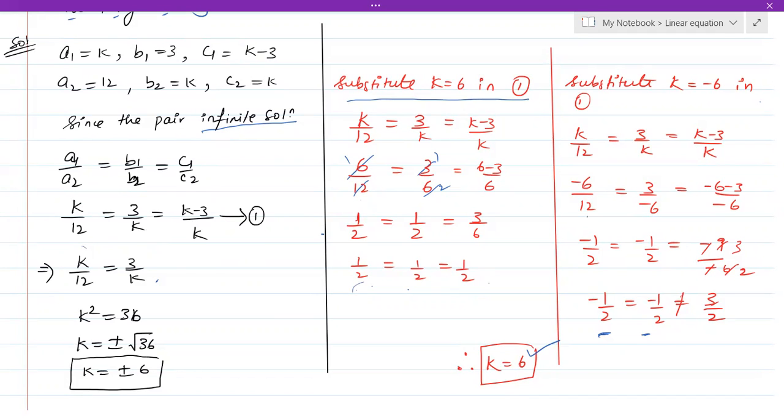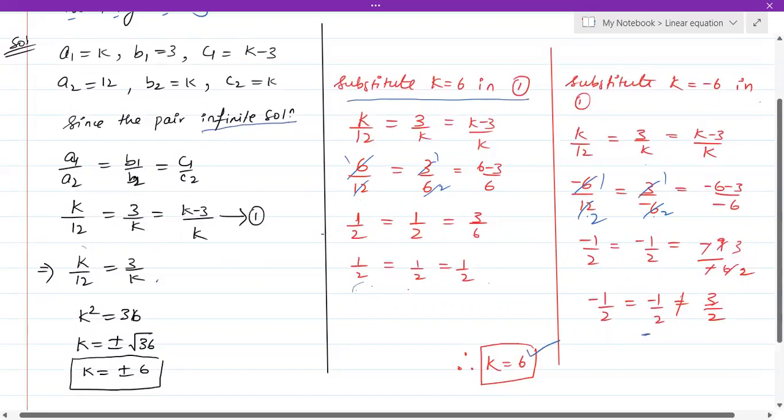As you can see, minus 6 by 12, 3 by k. So it will become 3 by minus 6, k minus 3. K is minus 6, so minus 6 minus 3 divided by k. K is what? Minus 6. So I have substituted. As you can see, 6 ones are 6, twos are 12, 3 ones are 3, twos are 6. Minus 6 minus 3 is minus 9 divided by minus 6. Minus minus gets cancelled. 3 threes are 9, 3 twos are 6.